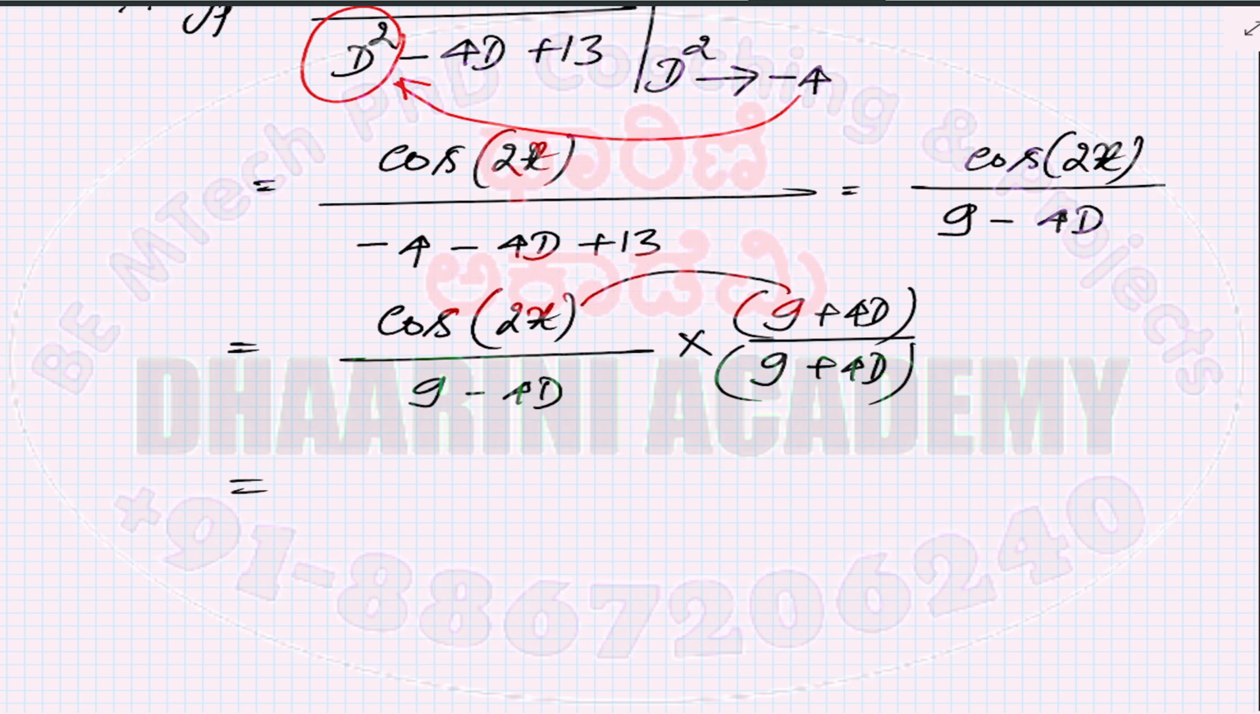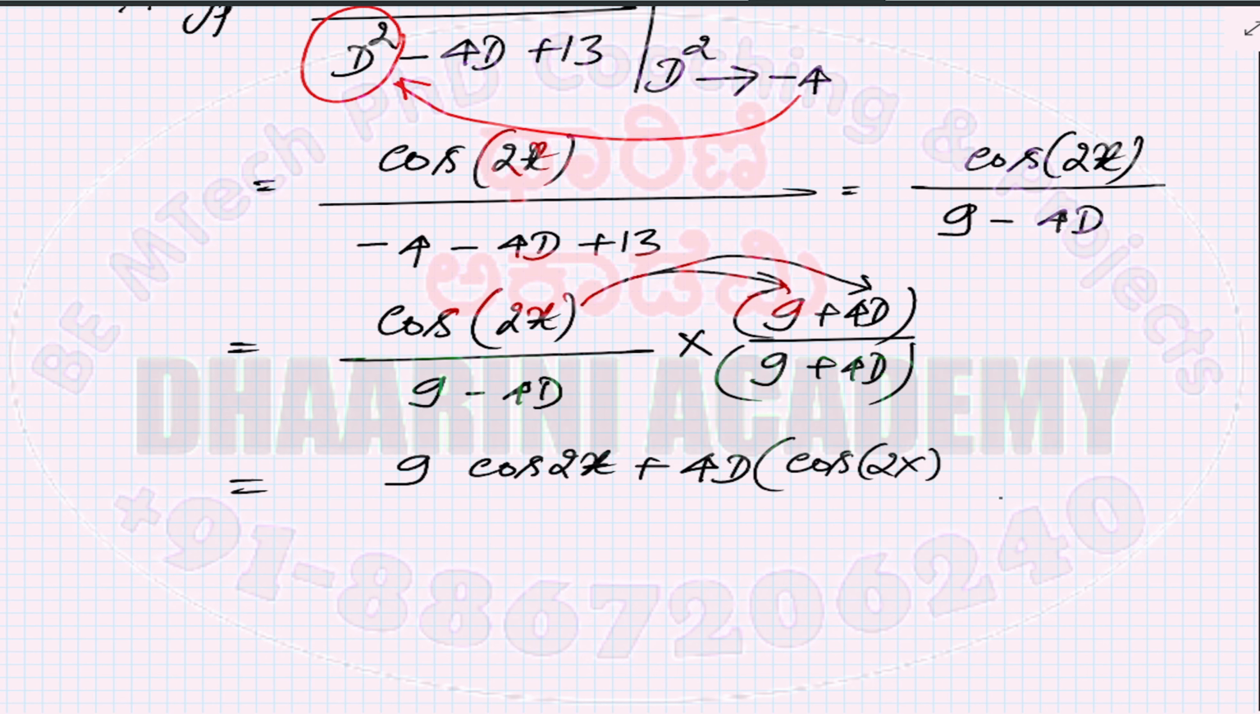So because of that, this cos 2x gets multiplied to both terms as I am writing now. So first term is 9 times cos 2x. This is my first term. Similarly, plus this 4d into cos 2x, whole divided by, I'll tell you how to simplify this now.